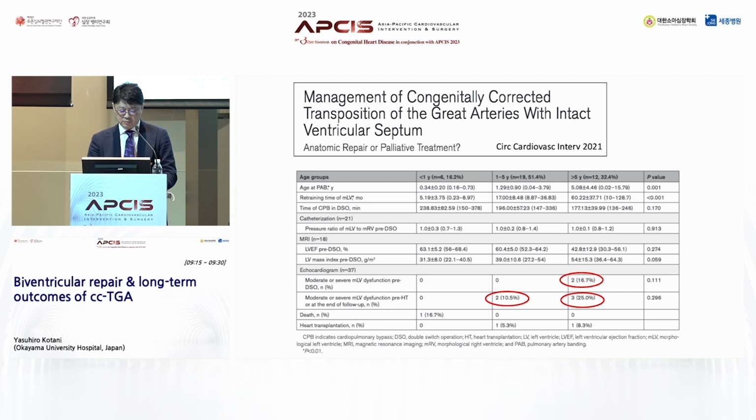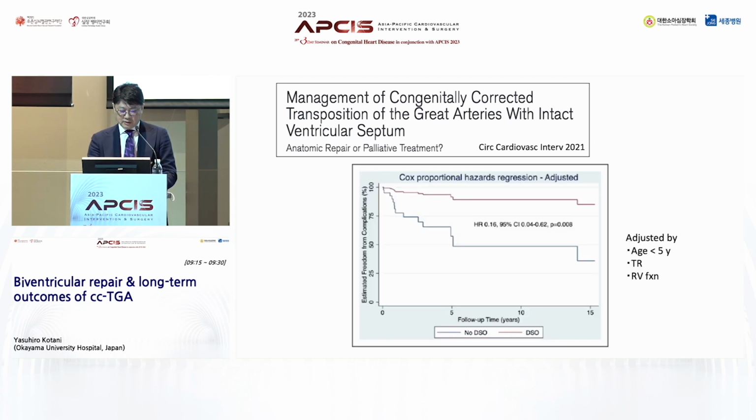This paper also showed an important finding, which is LV dysfunction after double switch operation. As you can see in the red circle, prevalence of moderate or severe LV dysfunction is more often seen in older patients in this cohort, indicating the importance of earlier timing of surgical intervention. This is a Kaplan-Meier curve of composite endpoints in patients under 5 years, adjusted by the TR grade and RV function, showing patients with a double switch operation had a lower chance of developing the composite endpoints. So this paper suggests double switch operation in patients with TR and RV dysfunction at an earlier timing.